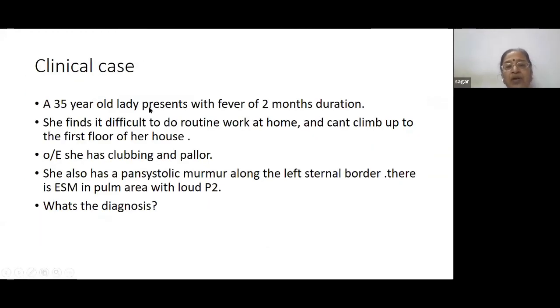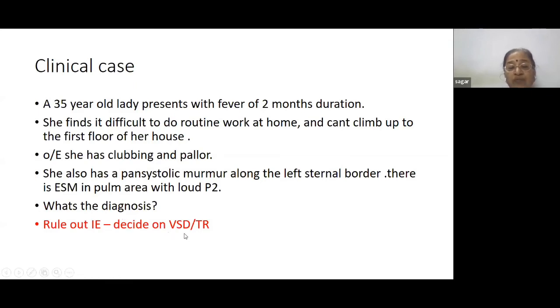Fine. A 35-year-old lady presents with fever of 2 months duration. She finds it difficult to do routine work at home and can't climb to the first floor of her house. She has clubbing and pallor, a pansystolic murmur along the left sternal border, an ESM in the pulmonary area, and a loud P2. What is the diagnosis? This translates into pulmonary artery hypertension. This could be a VSD, this could be anything. There is clubbing, pallor, and fever. So then you think of infective endocarditis: 2 months of fever, clubbing, pallor, and then you have a murmur in the heart.